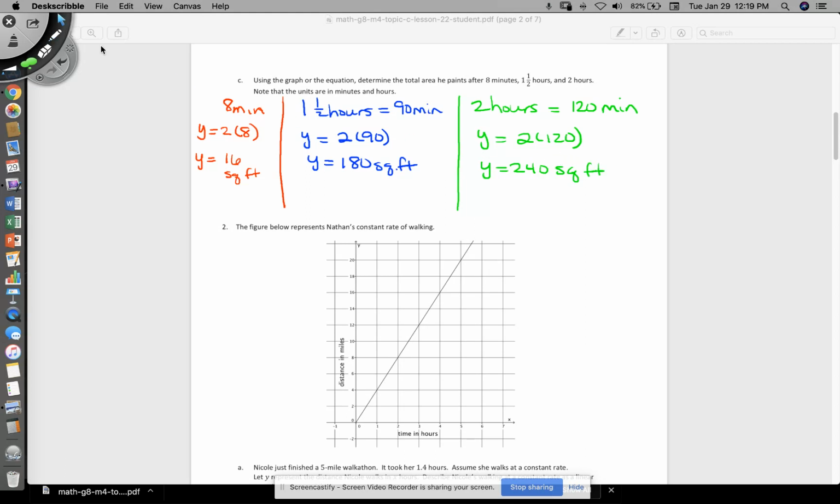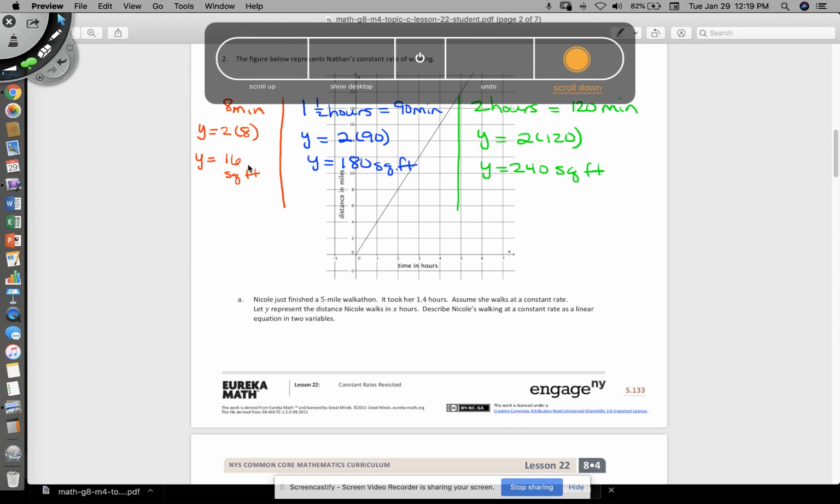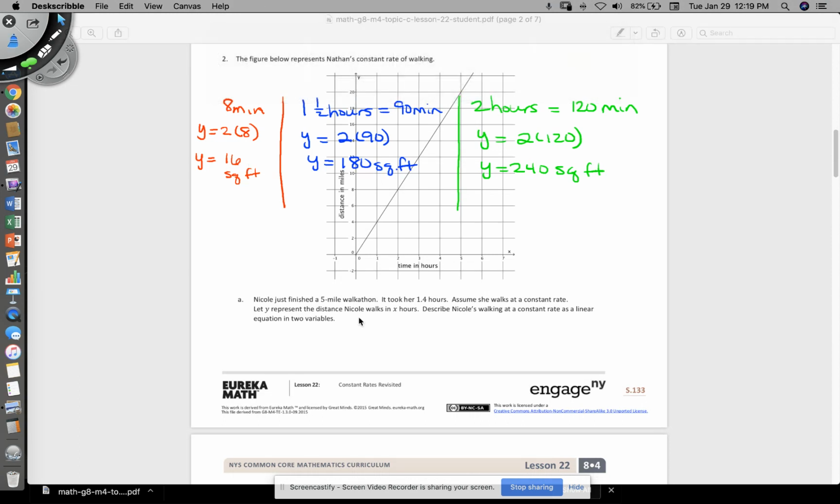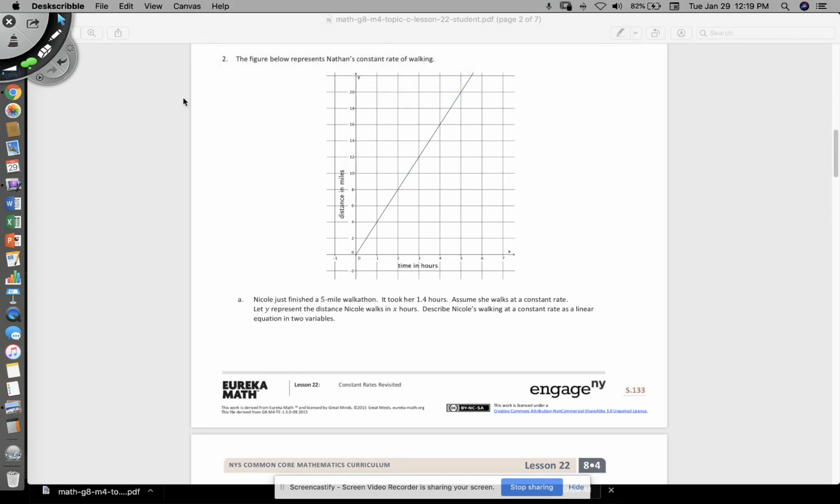All right, I'm going to move this up for number 2. Number 2 says, use the figure below to see what Nathan's constant walking rate is. So let's find his slope. I'm going to start here at this dot, and I'm going to go up here. So if you see, I went up 2 and I ran 1. So a 2 to 1 rate, or you can say a rate of 2 as well, either one. Now we're going to talk about Nicole. So this was for Nathan.